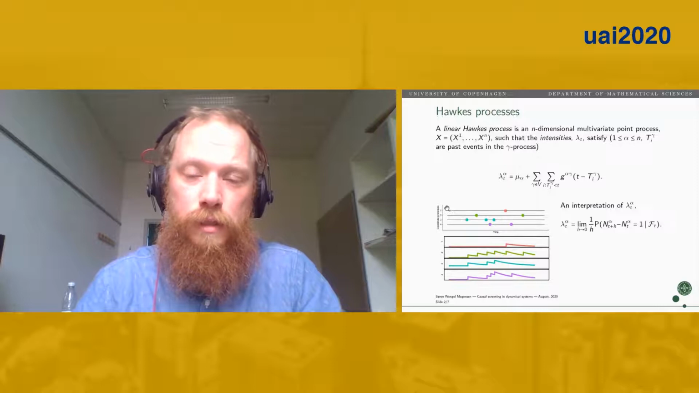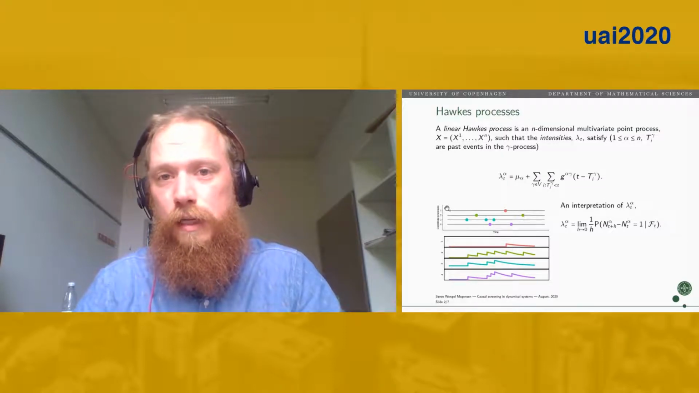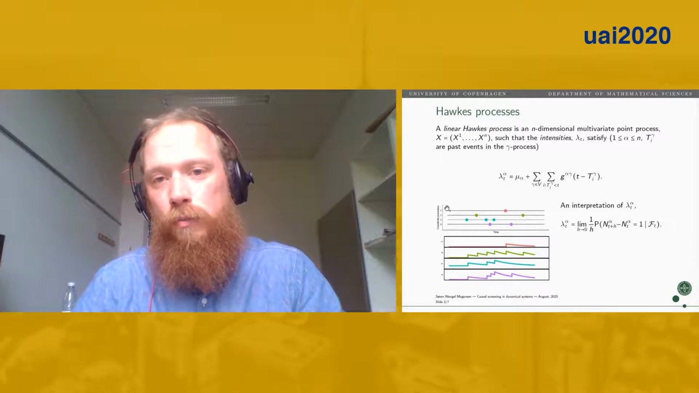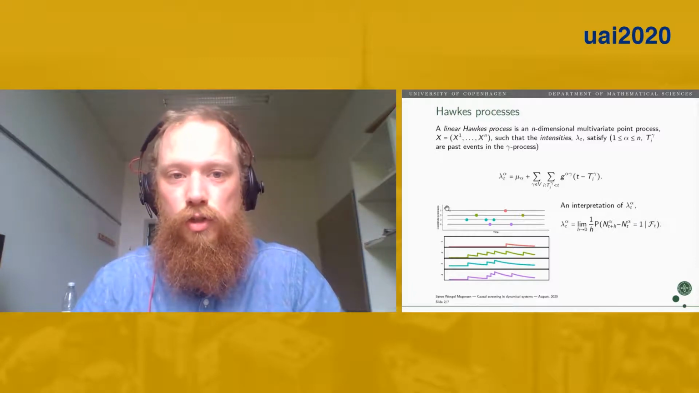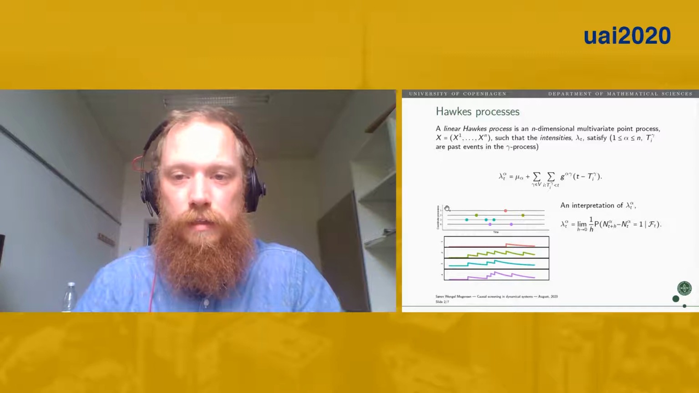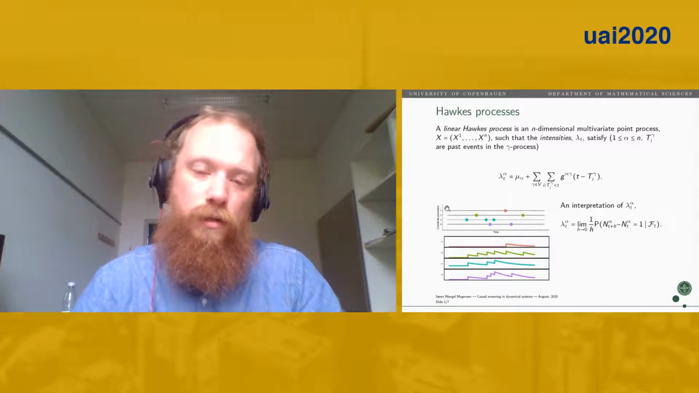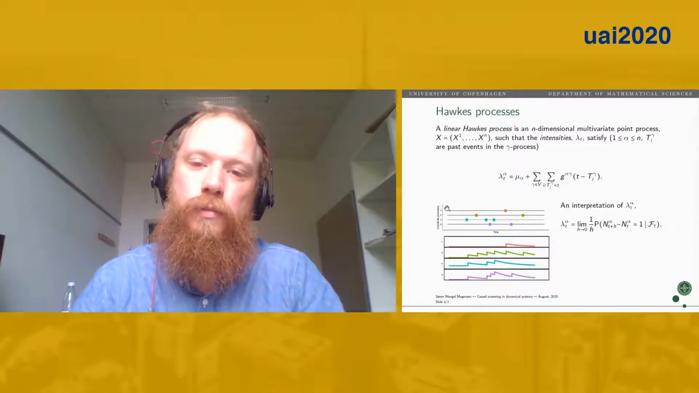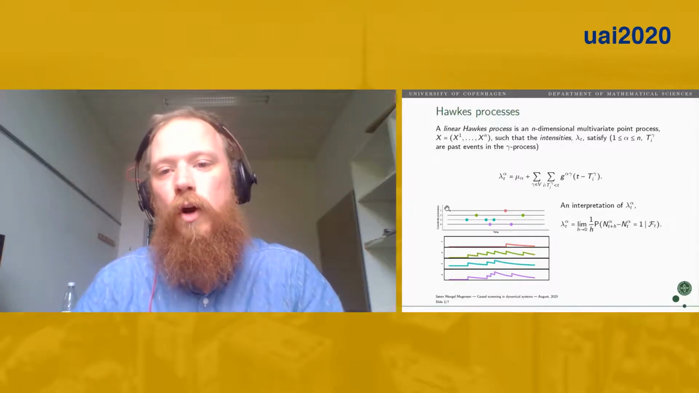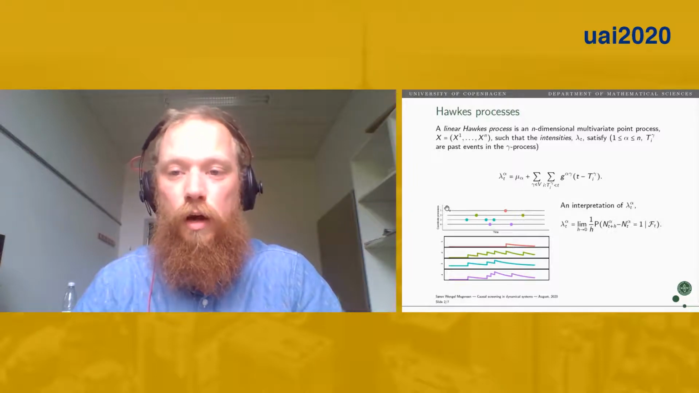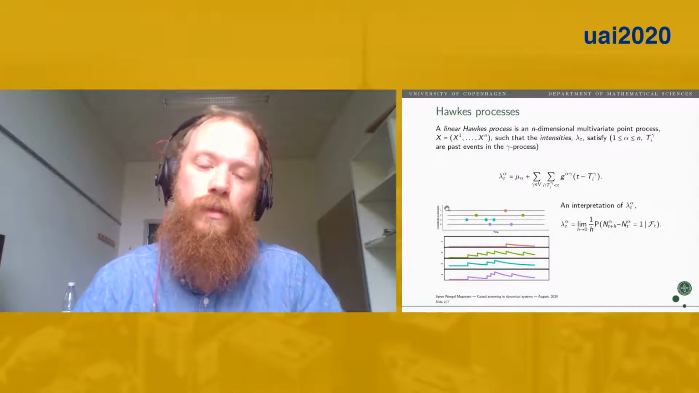And a point process is characterized by its intensities, and the intensities are themselves stochastic processes. So for each coordinate process, we have an intensity, and each intensity in each time point describes the probability of observing an event in this coordinate process in the immediate future, conditioning on the past up until this time point.